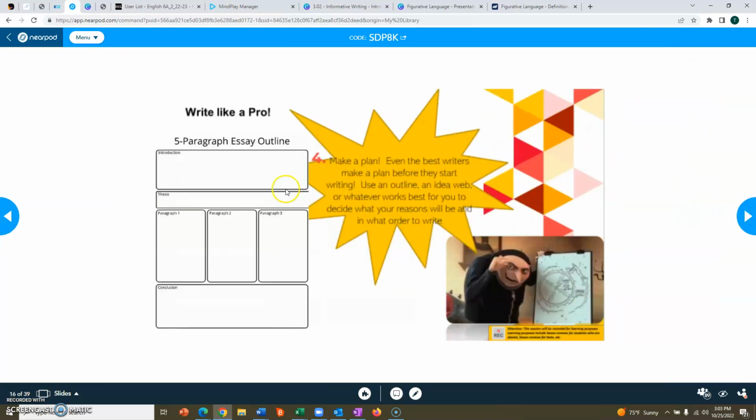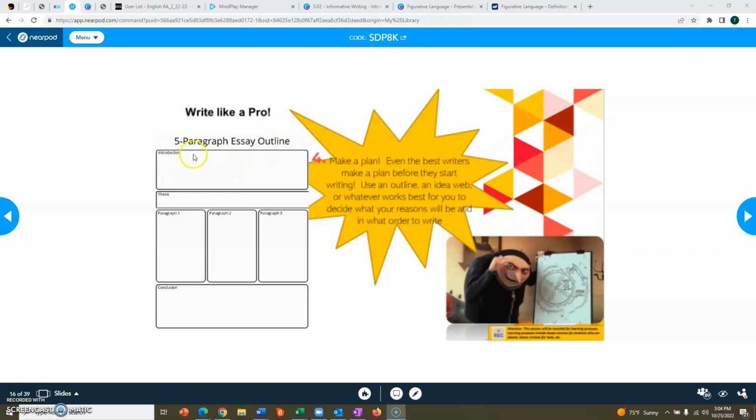All right. And then lastly, you want to make a plan. Do not skip this step. You don't ever want to skip this step. Make a plan. Even the best writers make a plan before they start writing. Use an outline, an idea web, or whatever works best for you to plan out your essay before you write it. And this is just like some notes that you can take, so it's easier when you try to go and plan your essay.